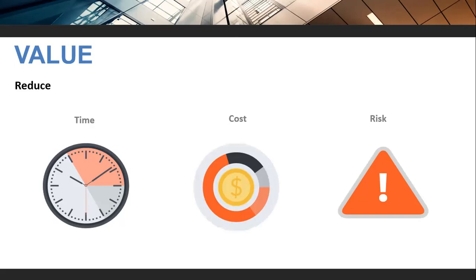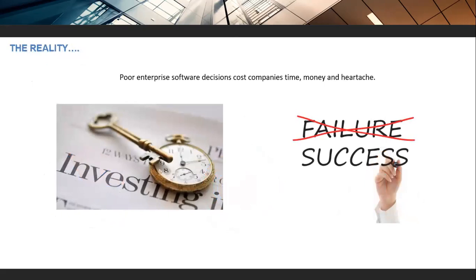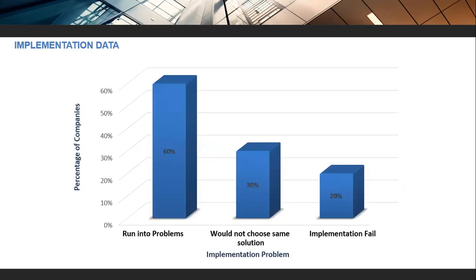And we talked about poor enterprise software decisions. Sometimes the company and the organization just don't do their due diligence, and they just pass it to the supplier to let them know. But if you select a bad system to run your business for the next 5 to 10 years, basically you are paying money to get headaches, heartaches and problems, and you become less effective. So poor enterprise software decisions cost companies time, money and heartache. And we talked about failing in the implementation, failing in selecting the solution. They run into problems. Some of them said we would not choose the same application, and the implementation failed.